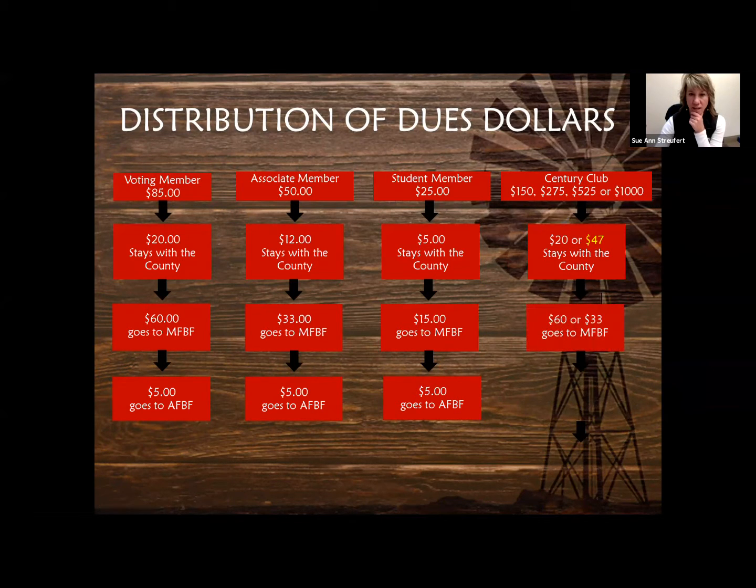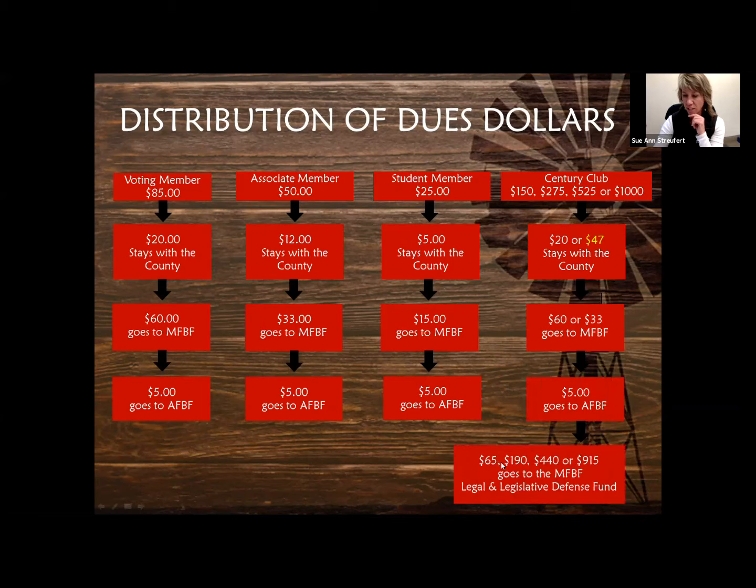What goes to MFBF is the same for voting versus associate, but those are two different numbers, as you can see. $5 goes to the American Farm Bureau. And then you can see the breakdown of the dollar amounts that go to our legal and legislative funds. That funds any of our activities in Helena and also lawsuits and things like that we get involved in. Anybody have any questions on distribution of dues dollars?